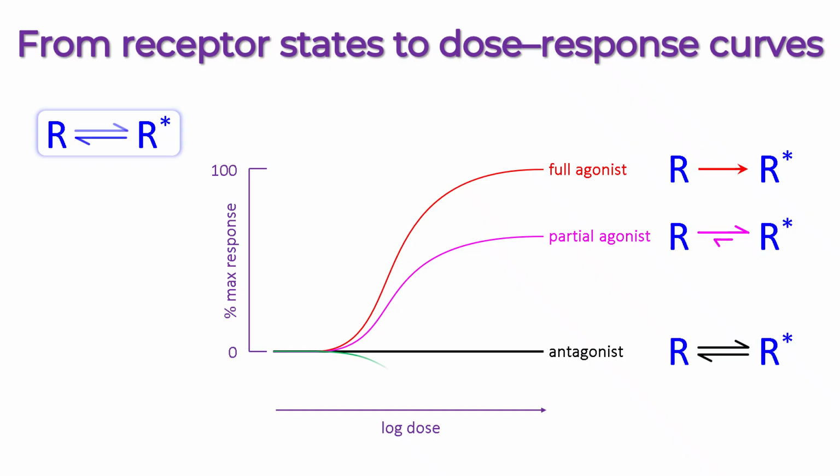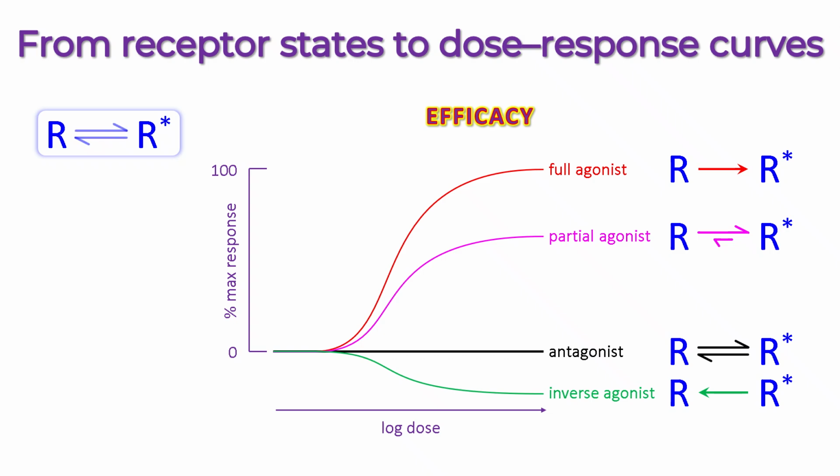An inverse agonist reduces activity below the basal level. It preferentially stabilizes the inactive state. The equilibrium shifts in the opposite direction. These dose-response curves are macroscopic readouts of microscopic equilibrium shifts. The differences in maximal response can be summarized using a single measure: efficacy.